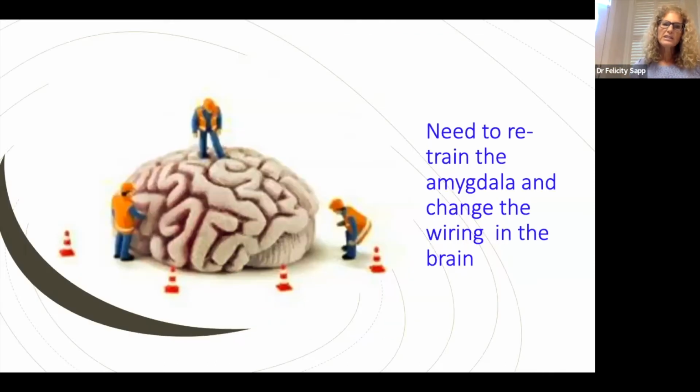So really with OCD, what we want to do is teach the amygdala. We have to retrain that amygdala. We need to teach it to stop sending that false alarm. And we have to change the wiring in the brain.